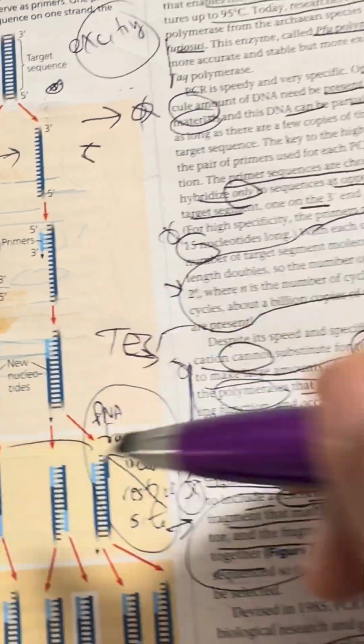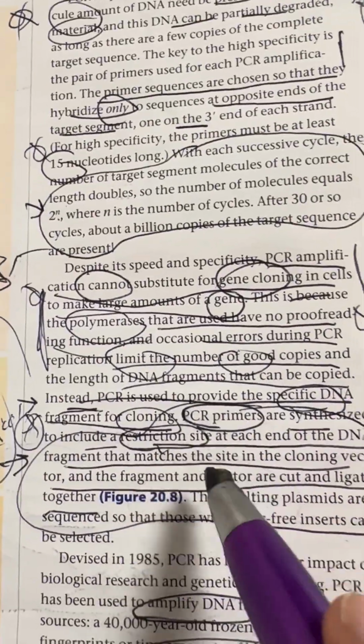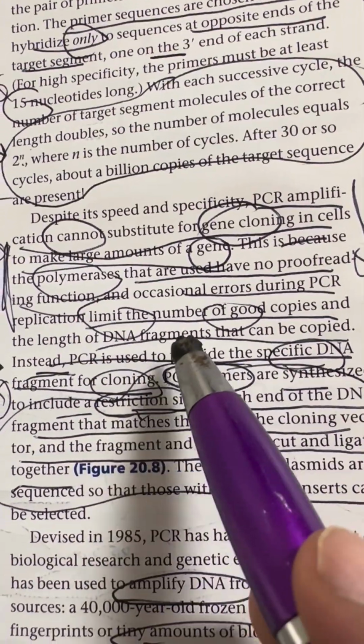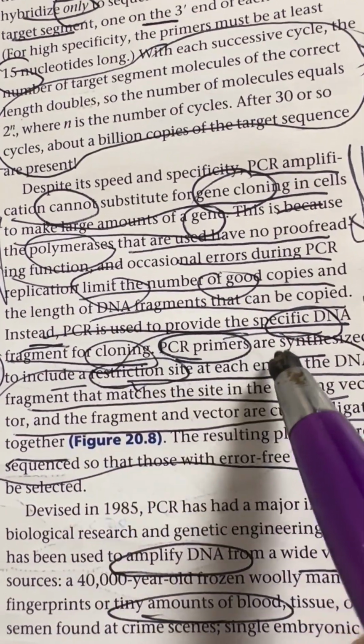But you can't actually use this for cloning, because the Taq polymerase that they use is not really a proofreader. So there could be little mistakes and stuff like that. So basically, you get some good copies.